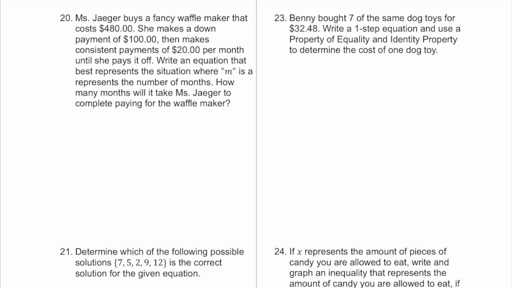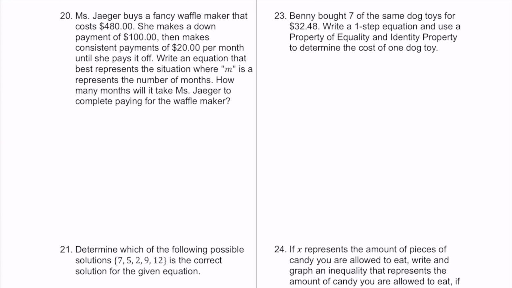For number 20, looks like Miss Jaeger is going to buy a fancy waffle maker that costs $480. That's the total cost of this thing. I'm going to go ahead and write that down. And then she makes a down payment of $100, so that means she's putting $100 towards it right away. Then she's going to make consistent payments of $20 per month until she pays it off. So that means she's going to pay $20 per month. Let's go ahead and use m, it says, as the variable.